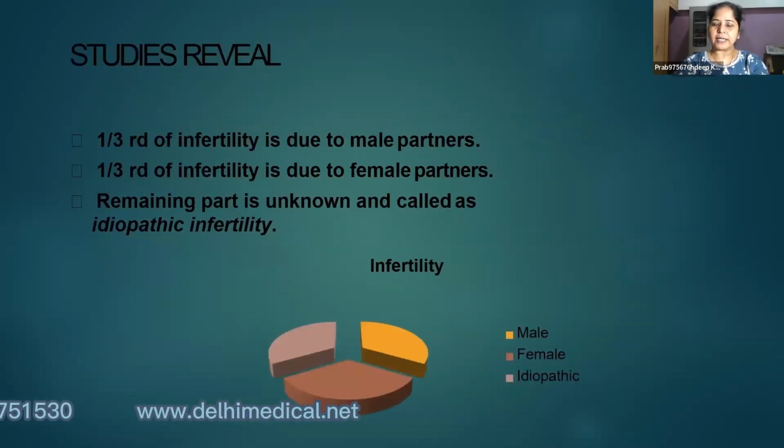One third of infertility is due to male partners and one third is because of female partners. The remainder is because of idiopathic reasons. So the major causes of infertility include the male partner's defect, the female partner's defect, and idiopathic causes.